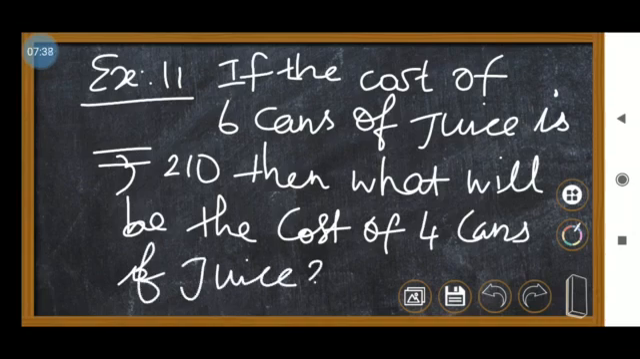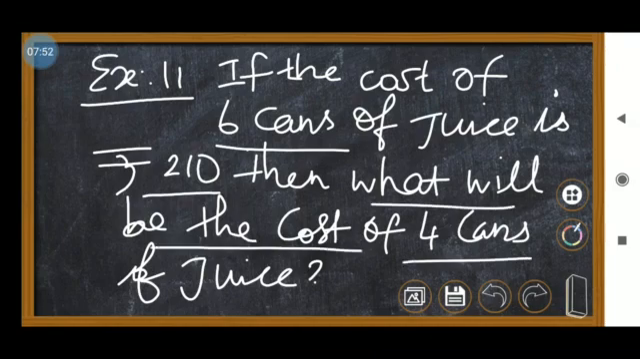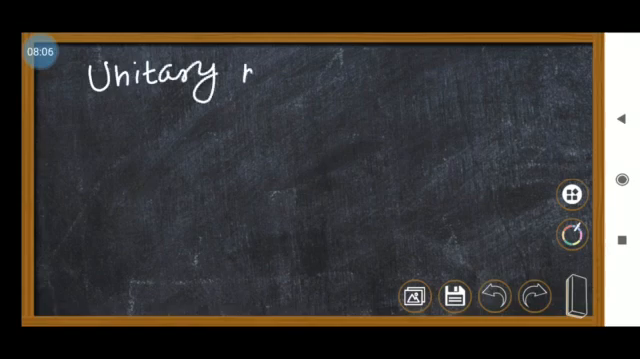Okay, so first we have to understand the question. If the cost of 6 cans of juice is 210 rupees, what will be the cost of 4 cans? They are asking for the value of 4 cans, but they have given us the value of 6 cans. So first we have to write it down, and we are going to solve it by using the unitary method.